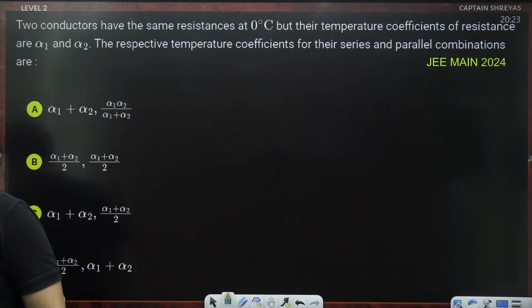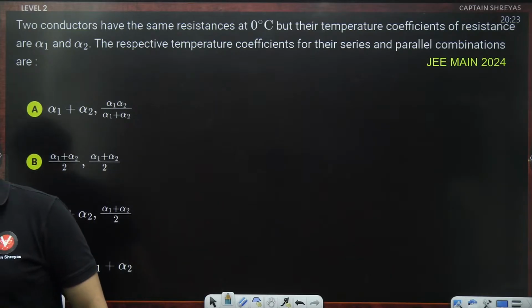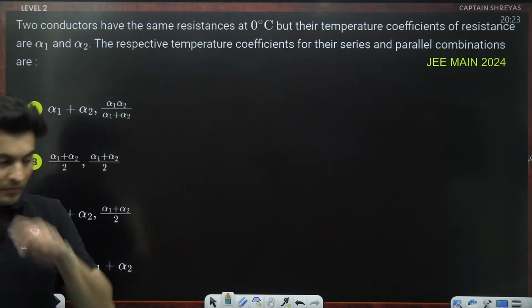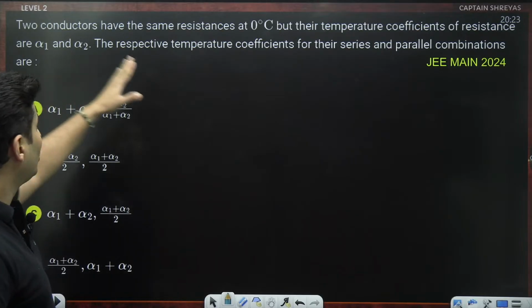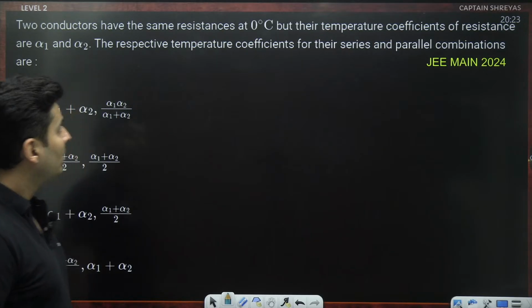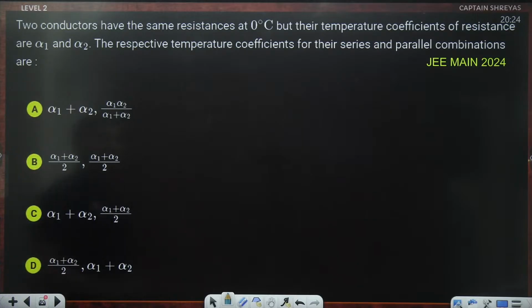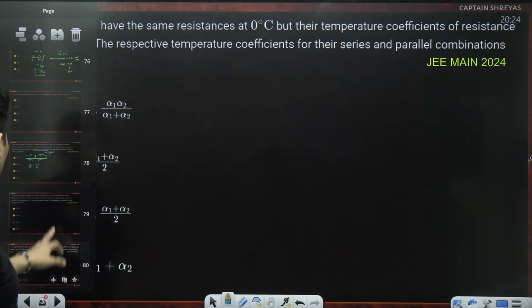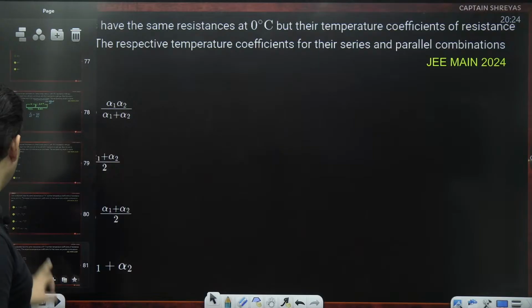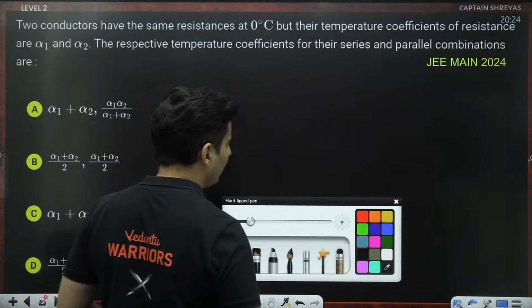Okay, cool. Let's go with the next question coming up on your screen. Two conductors with different coefficients of thermal resistance, if they are in series versus parallel, what do you think the respective equivalent will be? Okay, so I'll create duplicate. I will need one for series, one for parallel.